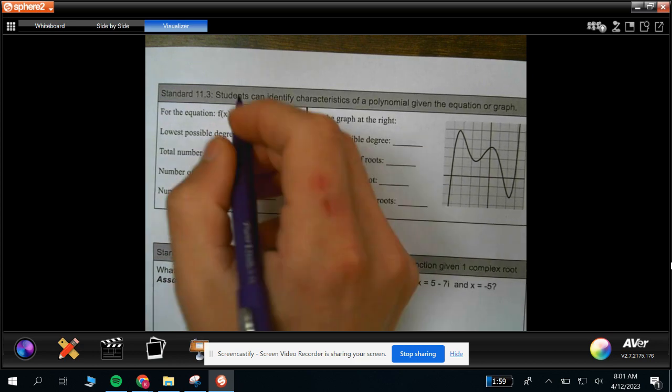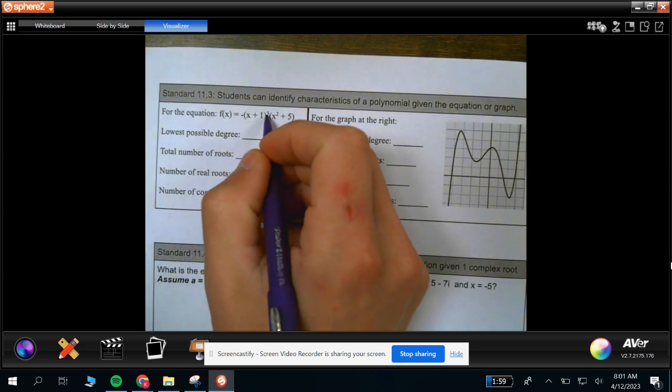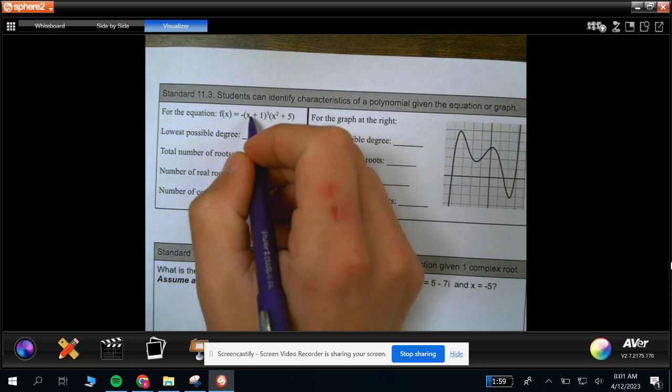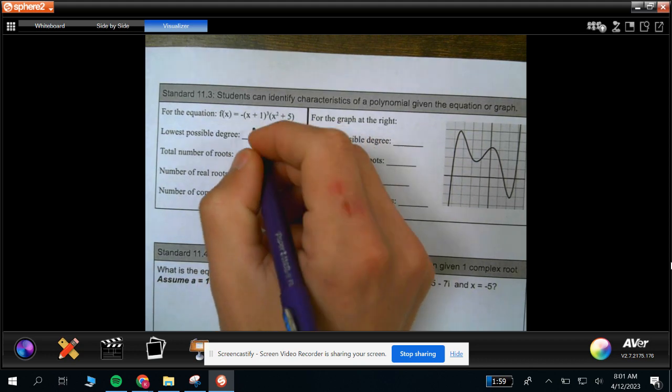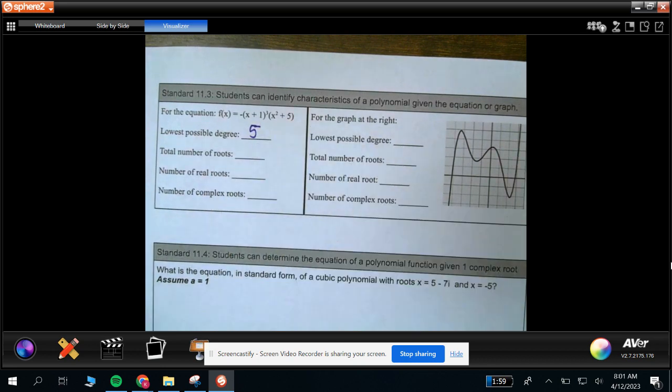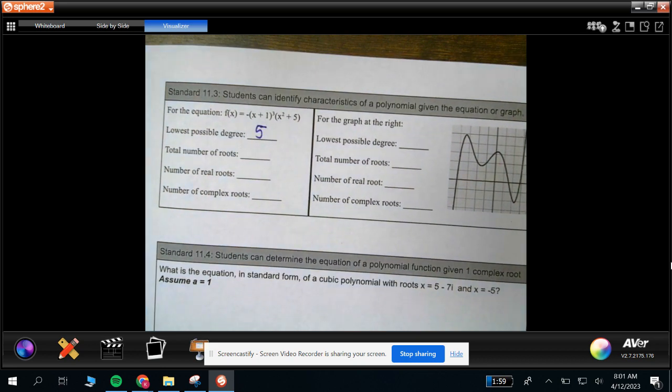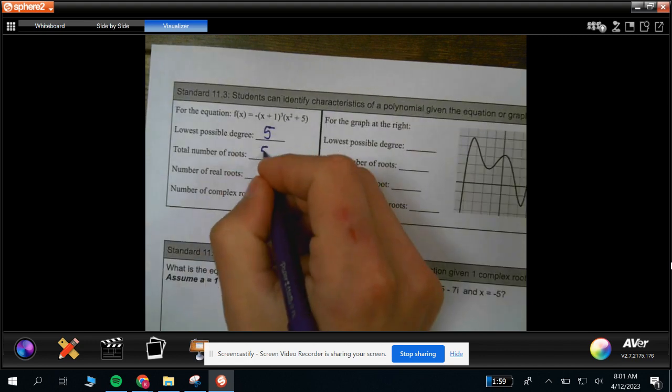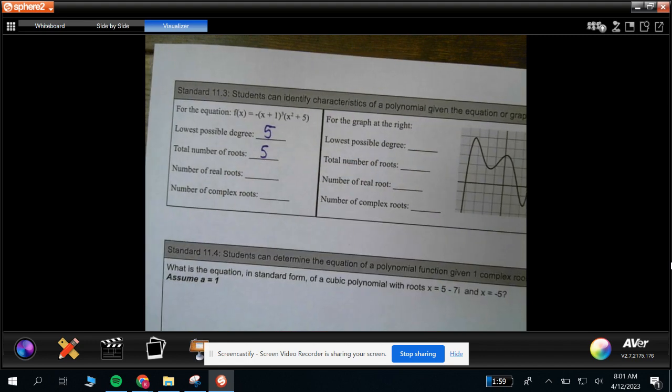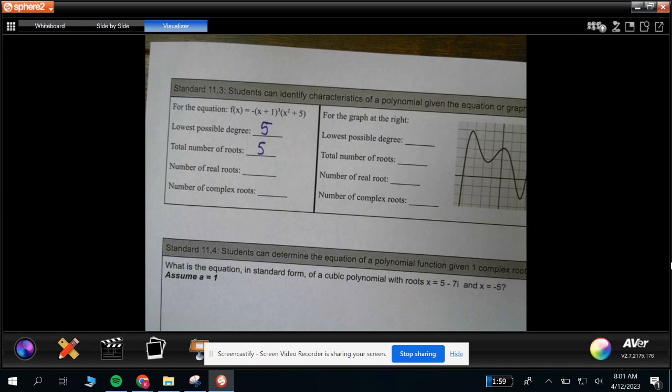a single term? Well, I see x plus 1 cubed. So the highest thing out here is going to be an x cubed and an x squared. Cubed times squared is going to give us x to the 5th. All right, so if we multiply this all out, we would end up with an x to the 5th. That means there are 5 total roots. Well, how many real ones are there? How many complex ones are there?